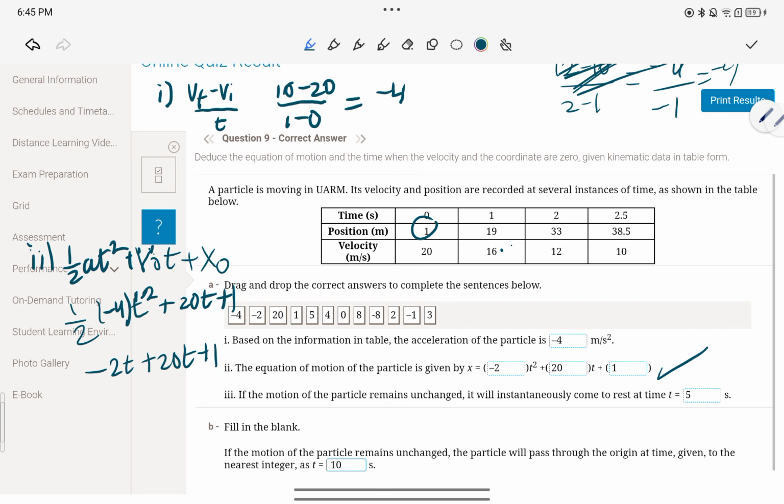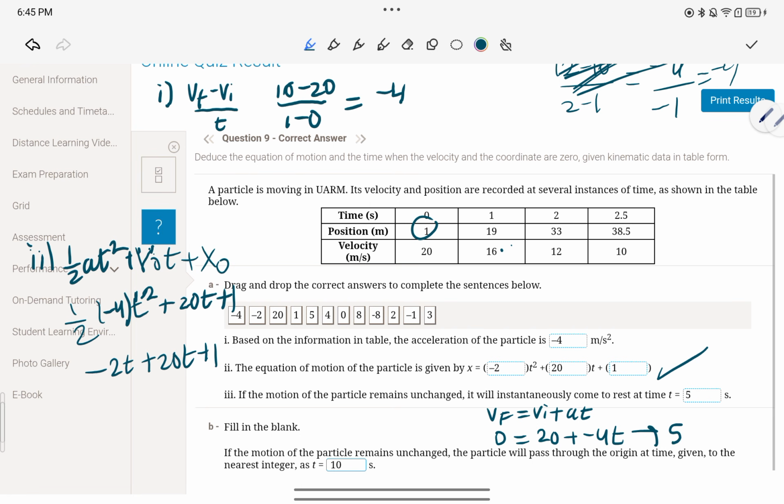Now we have to find the time. So v final equals v initial plus at. V final is 0, because it said when it comes to rest. So 0 equals 20 plus -4t, which gives t equal to 5.